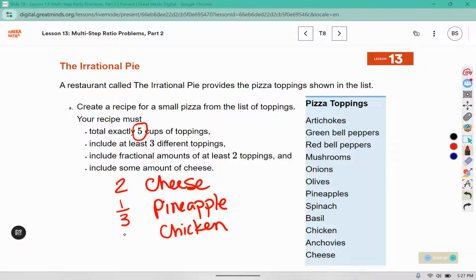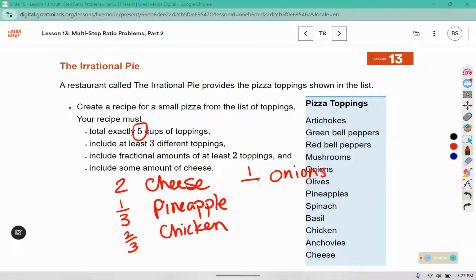And I'm going to make that be 2/3. So then when I add those together, that creates a whole cup. Plus 2 more. I have 3 cups in all right now. I like onions. So I'm going to use some onions.